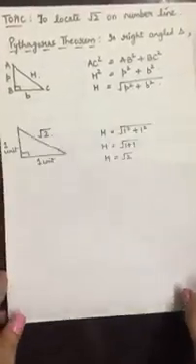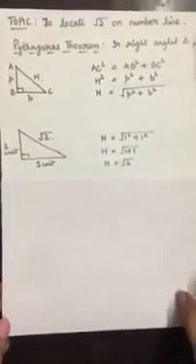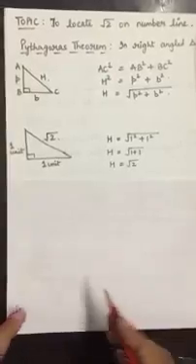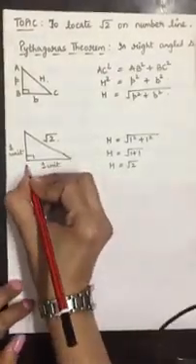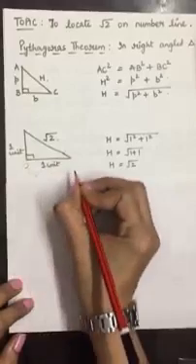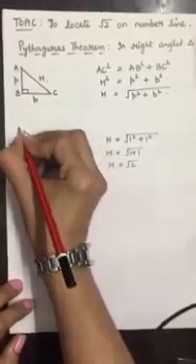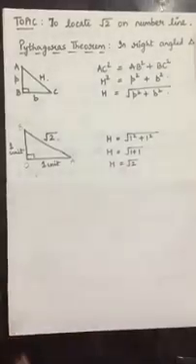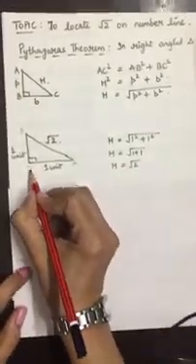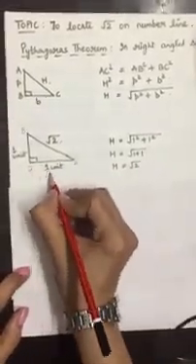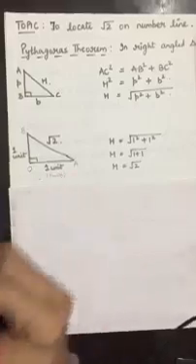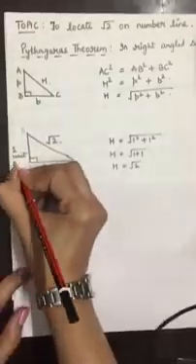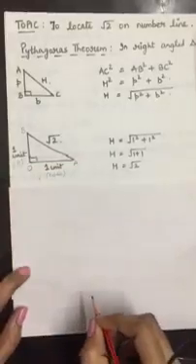Now children, just imagine this triangle. Suppose this is your point O, this is your point B, and this is your point A. The length of this base OA is 1 unit. This is your base. The length of the perpendicular is also 1 unit.